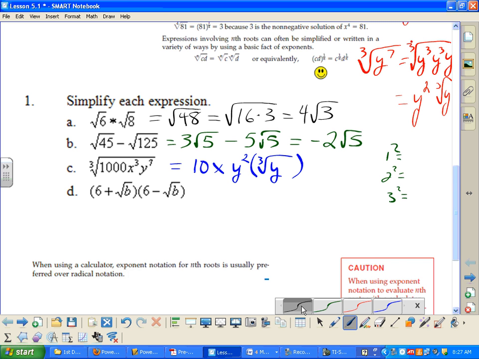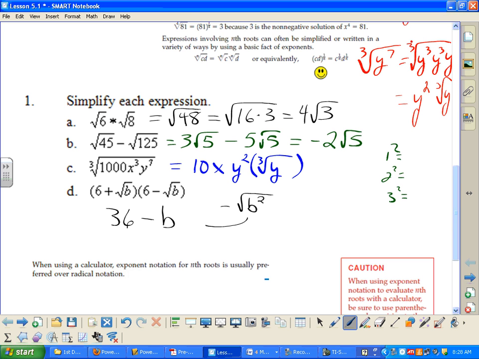So we have, this is the difference of two squares too, right? Okay, so there's no middle term. So we get 36, and then what's the square root of b times square root of b? Square root of b squared, right? Which is just what? Which is just b. Okay, so you should have 36 minus b here for your answer. Because we'll get 36 minus 6 square roots of b plus 6 square roots of b, and then minus square root of b squared. So the last, we get this, and that just equals b.